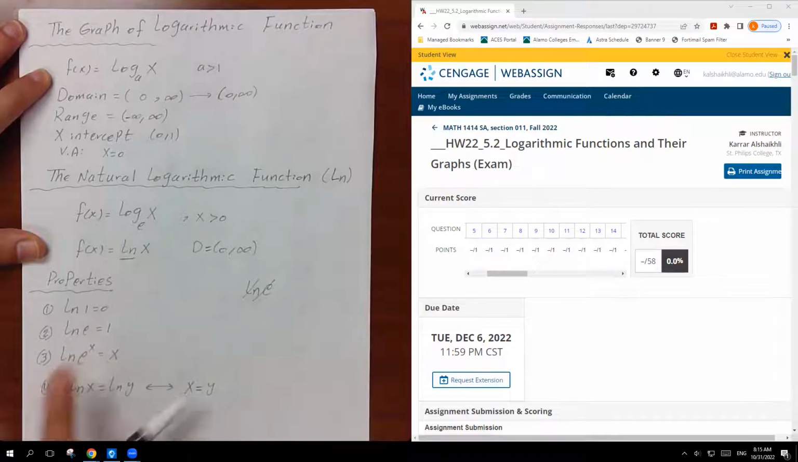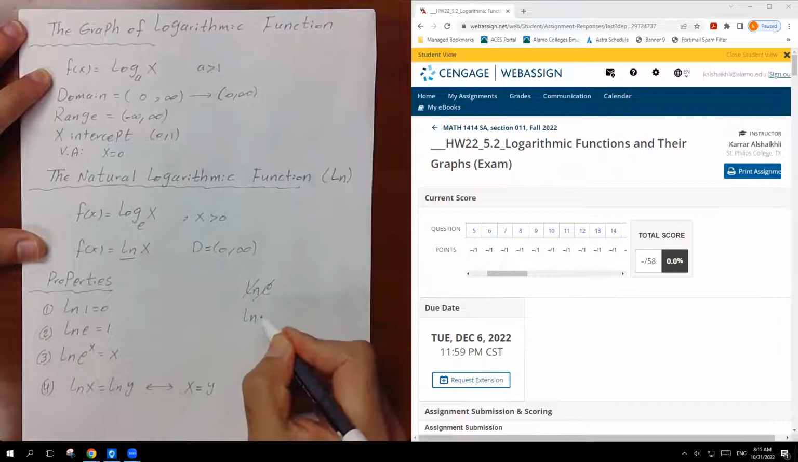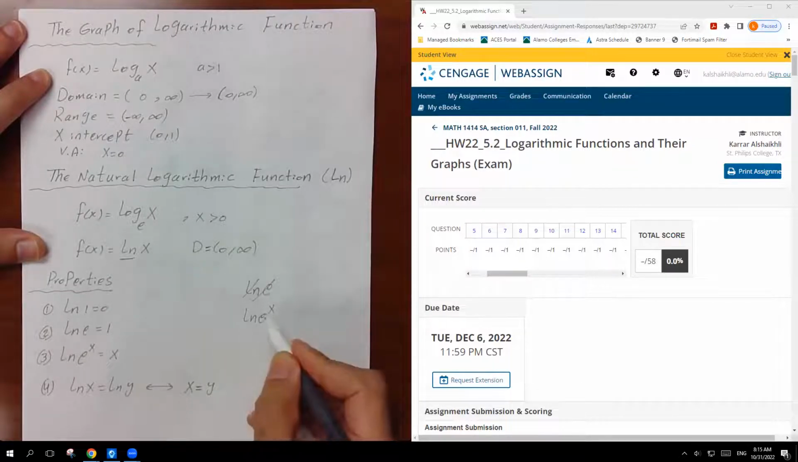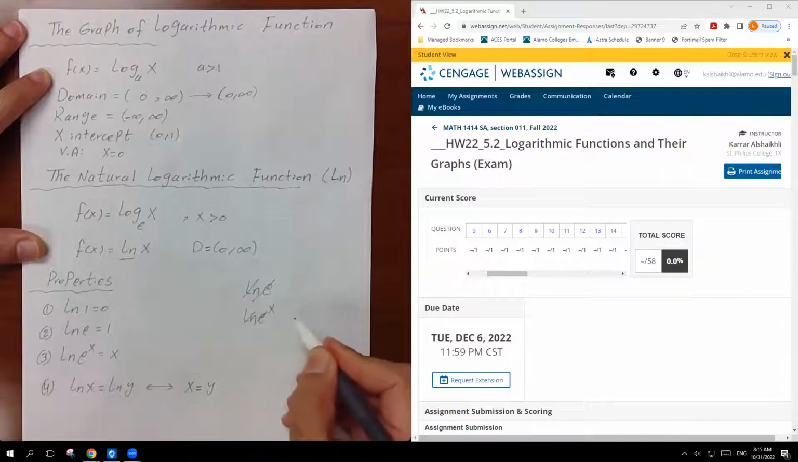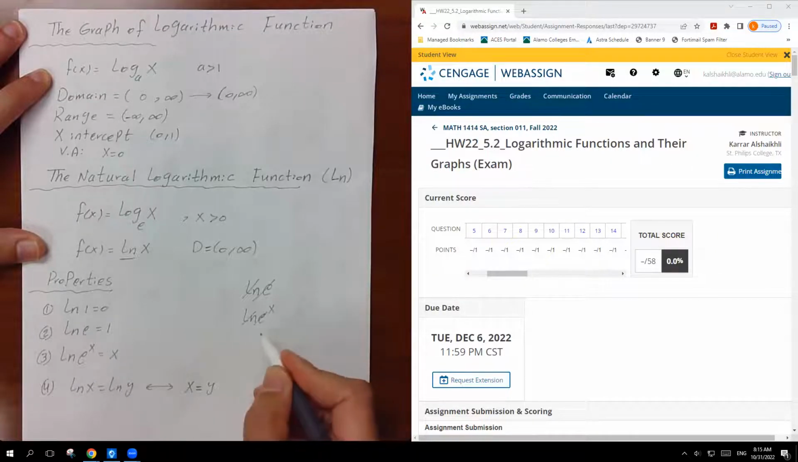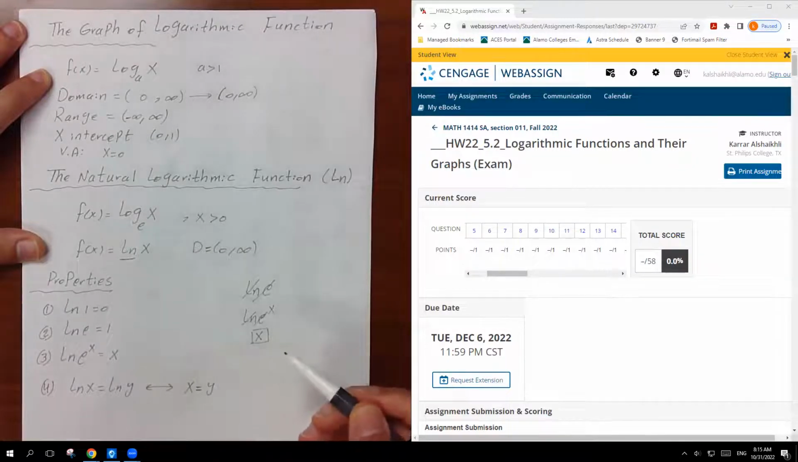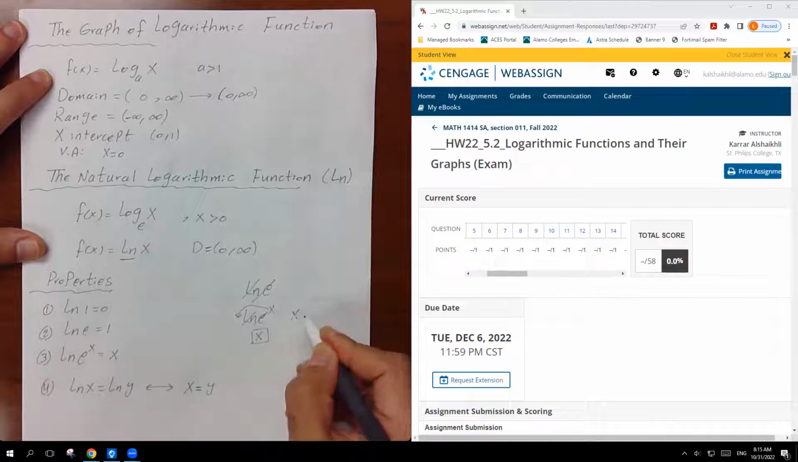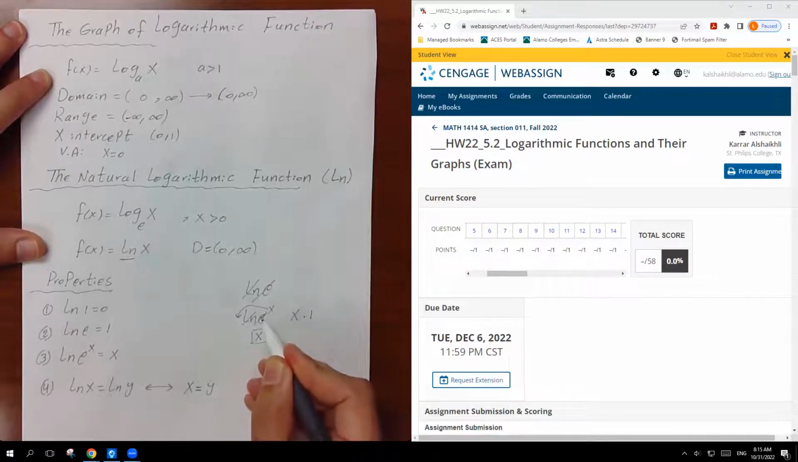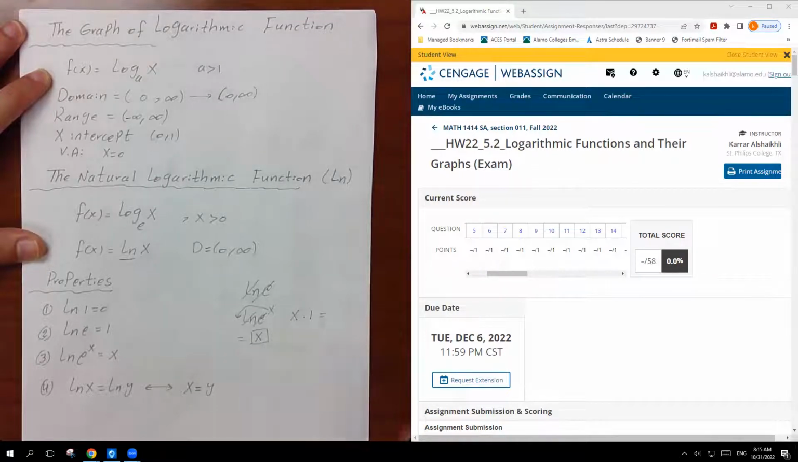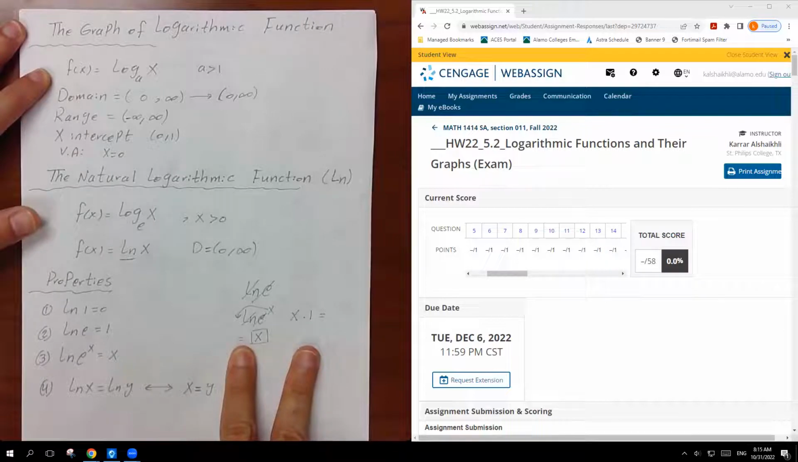Ln e to the x is the same thing. You can just cancel these, and what is left is just x, not as an exponent. There is another rule we're going to learn, the power rule, where we move the x here, so it becomes x times ln e, and ln e equals 1. X times 1 is equal to x. I'm going to learn that in the next section, which is called the power rule.